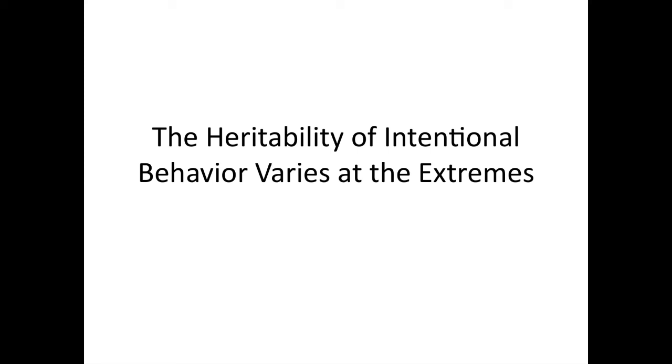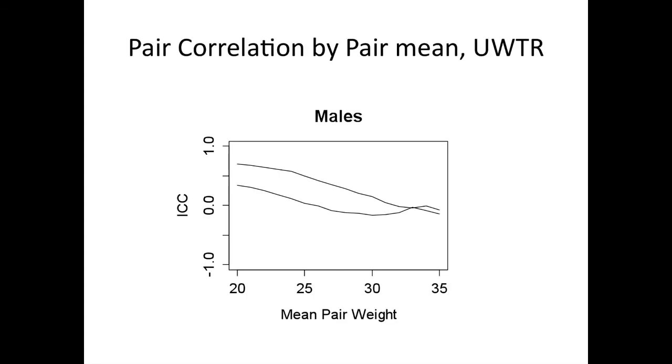In addition, the heritability of intentional behavior varies at the extremes of behavior. One thing I've been investigating very intensely lately is how the heritability of BMI varies by level of BMI. This plot is of the correlation between MZ and DZ twins. The top line is the correlation between pairs of MZ twins, and the bottom line is the correlation between DZ twins. And that correlation is varying as a function of the mean BMI of the pair.